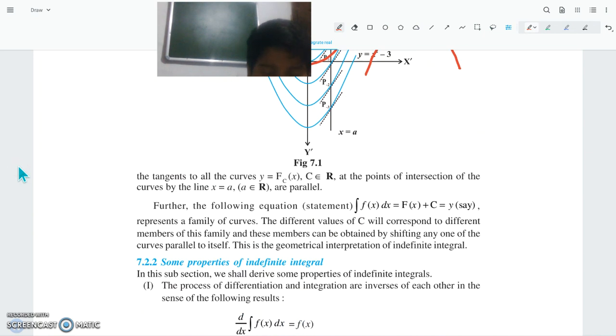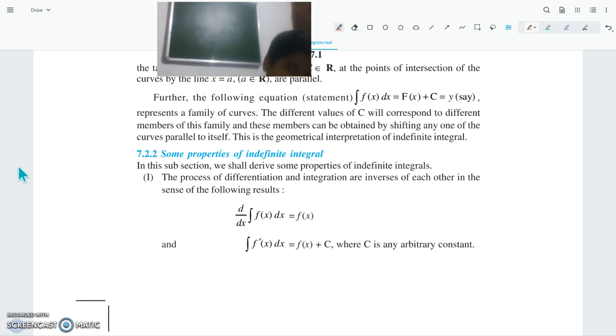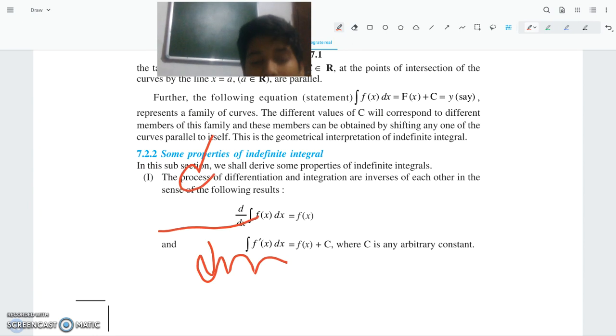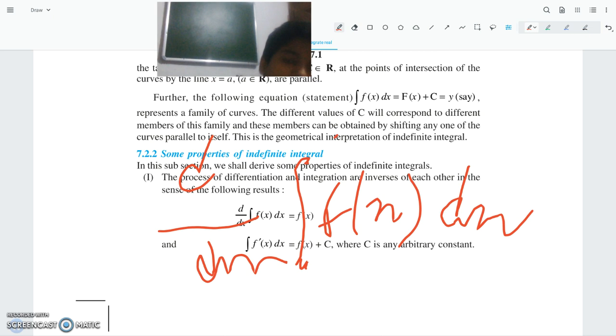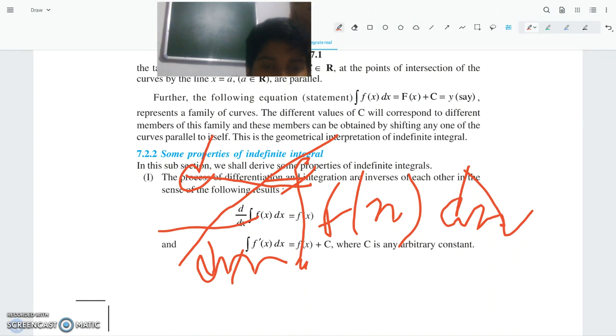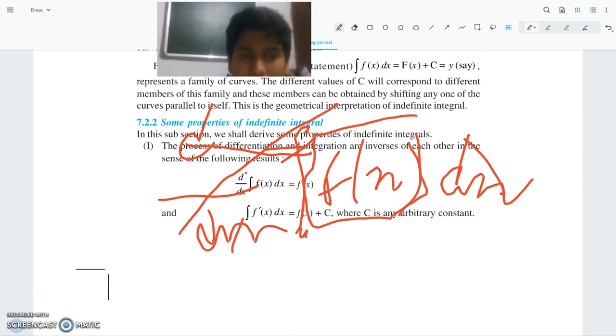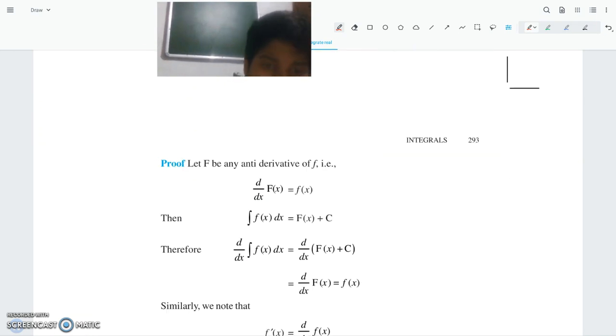Now what are the properties of the indefinite integral? What does it say? If you differentiate the integration of f(x) dx, then we can cancel the differentiation with the integration, the dx cancels and the d cancels. You can say that the differentiation of the integration of f(x) dx would be f(x), the main term f(x).